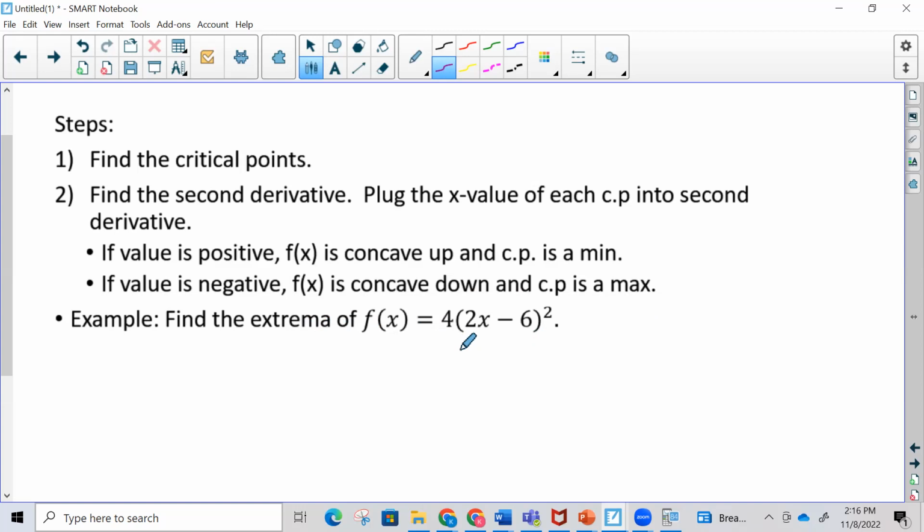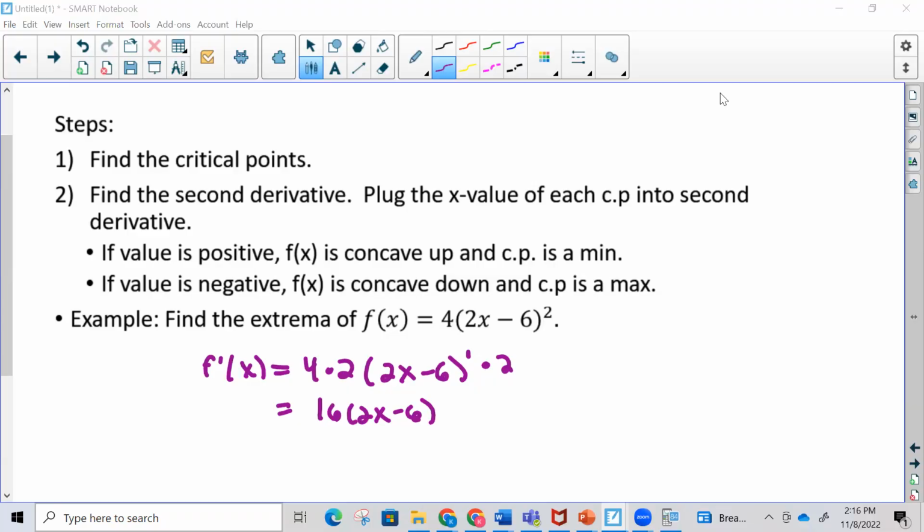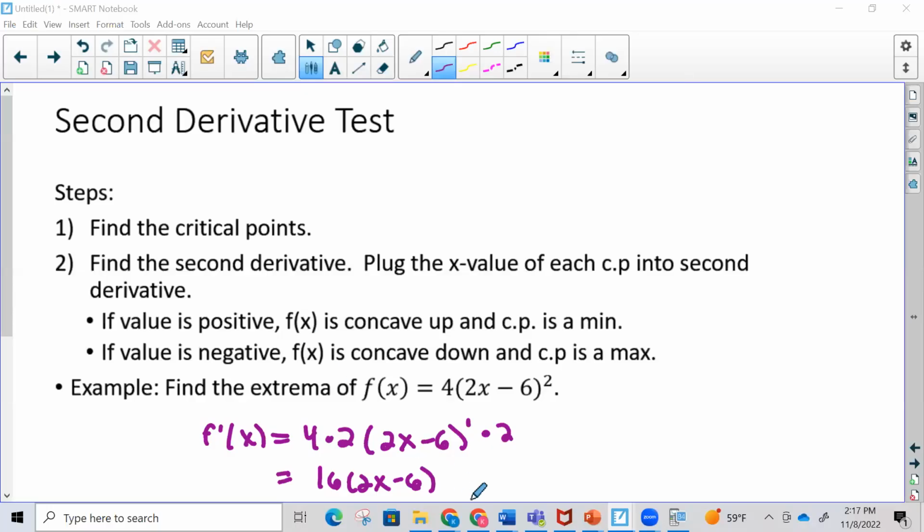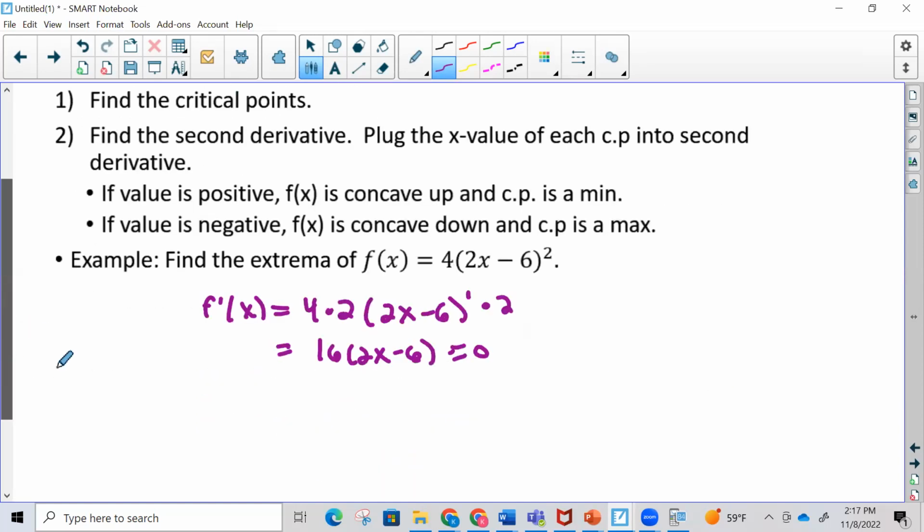So this says find the extreme of f of x equals 4 times the quantity 2x minus 6 squared. If I take the derivative, I have to use the chain rule. So I do 4 times 2, keep the inside the same, and then subtract 1 from the exponent, and then multiply by the derivative of the inside, which is 2. And I can multiply all the numbers outside: 4 times 2 is 8, times 2 is 16. And we're going to set that equal to 0, because we're going to find the critical points.